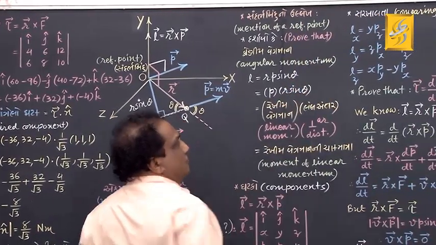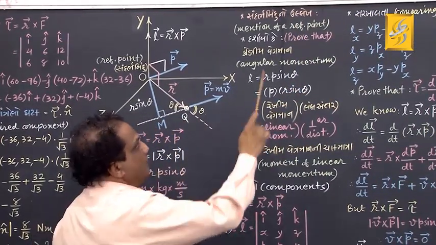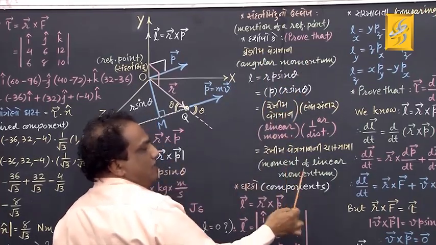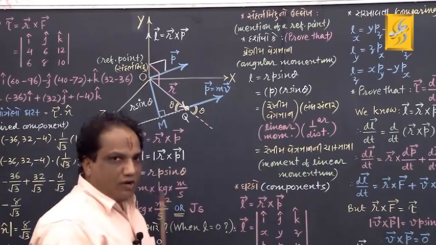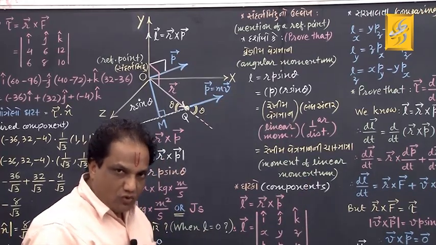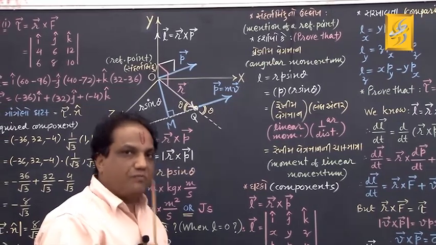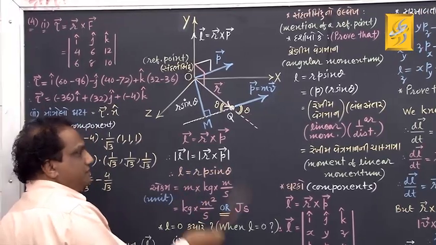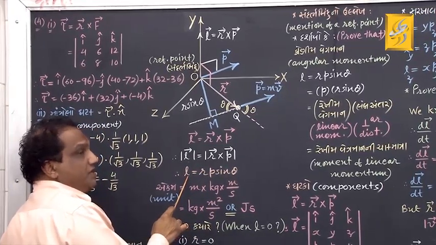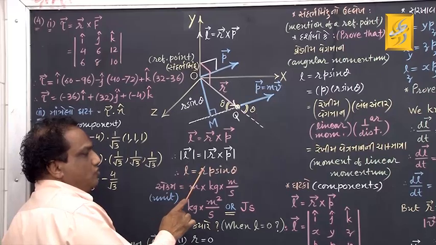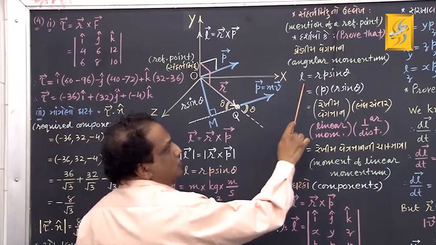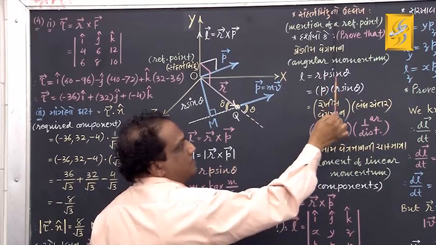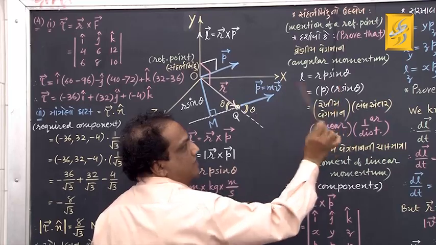Now let us go for one very small proof. Prove that angular momentum is equal to the moment of linear momentum. How to prove it? Very simple. Start with the basic definition. From the basic definition we know the magnitude formula: L equals r p sin theta. Fine. Can you rewrite it? p into r sin theta.